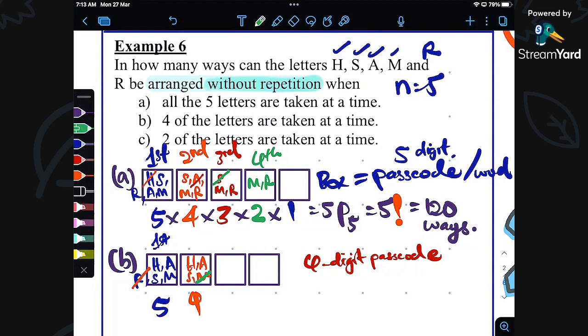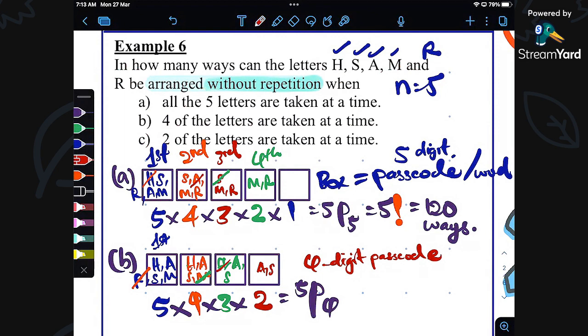Let's say you already pick M, tinggallah H, A dan S, tinggal 3 huruf. And then let's say you already pick H, tinggallah A, S, tinggallah 2 huruf saja. And when you times them all together, this actually gives you 5P4. It's magic. How do I know it's 4?